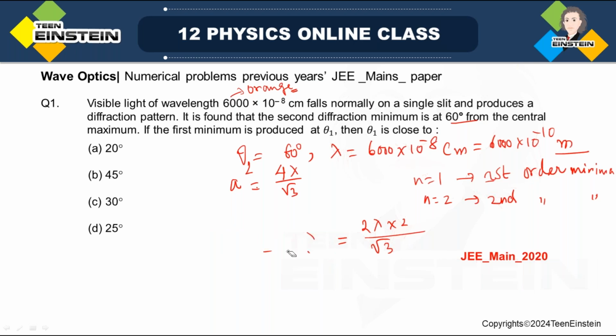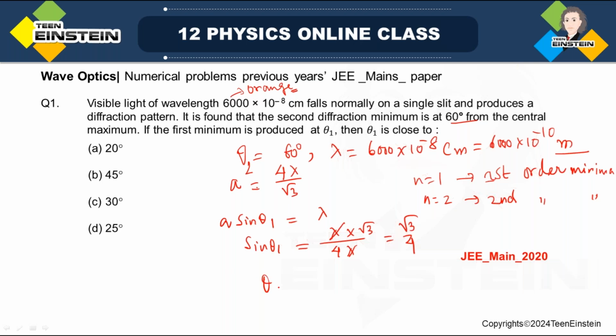Now we'll apply the condition for the first order minima: a sin theta 1 is equal to n lambda, where n means 1 here, so we get only lambda. I have to find sin theta 1, which is lambda by a. With a being 4 lambda by root 3, root 3 will be in the numerator, so you get sin theta 1 equal to root 3 by 4.